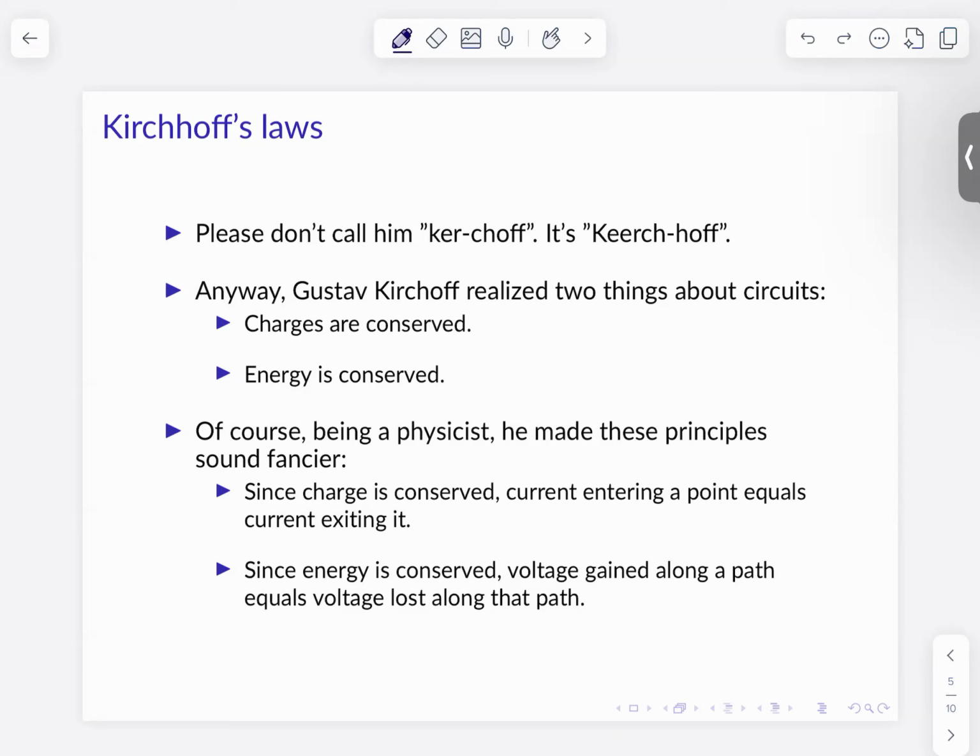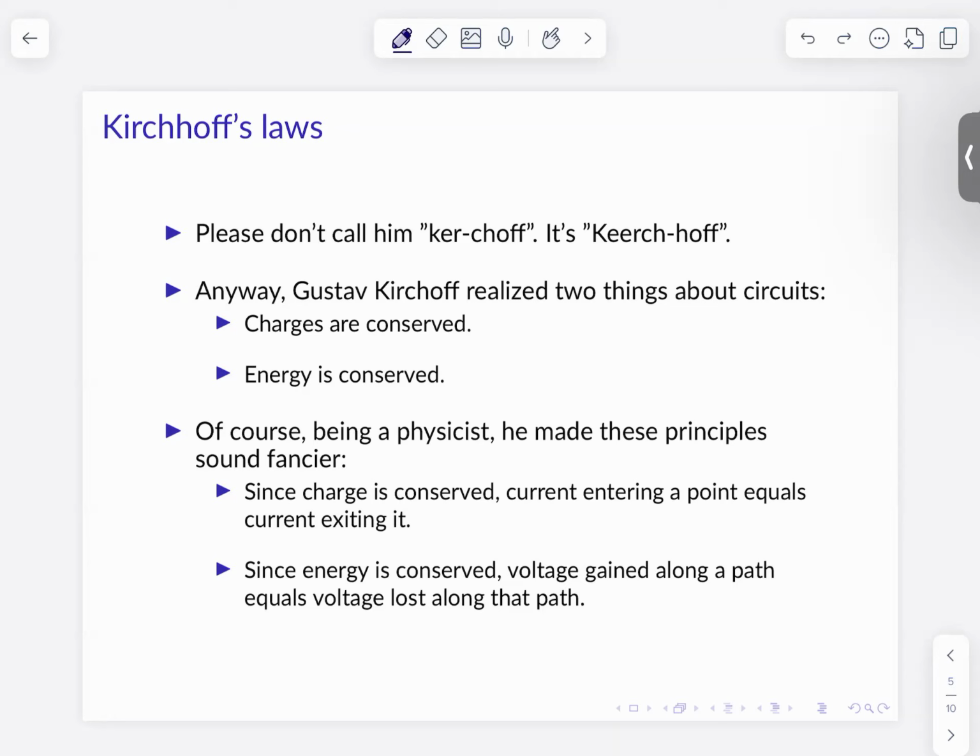Again, current is stuff. What goes in has got to come out of any node. Energy is conserved. If I go around a complete path and come back to my starting point, what I've gained energy-wise must be balanced by what I've lost energy-wise. These statements are equations in disguise.